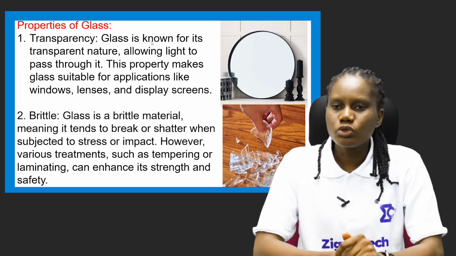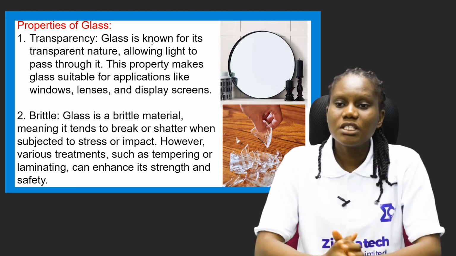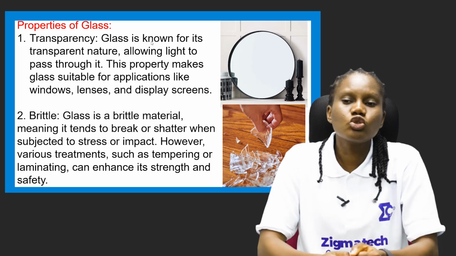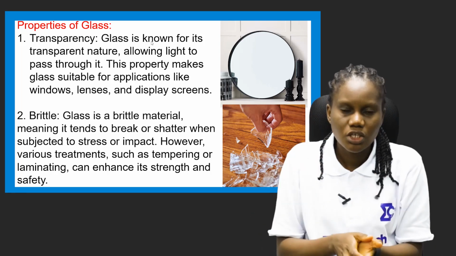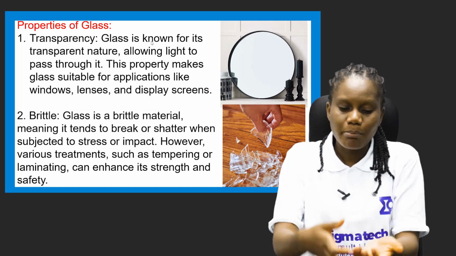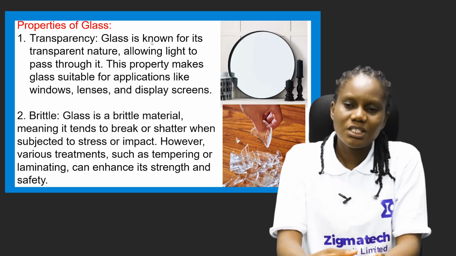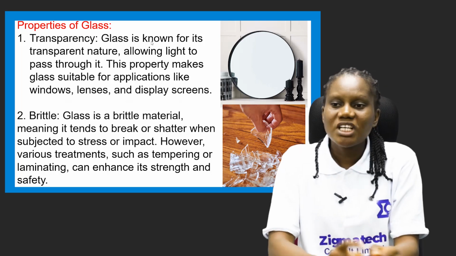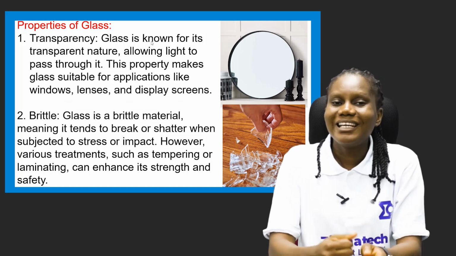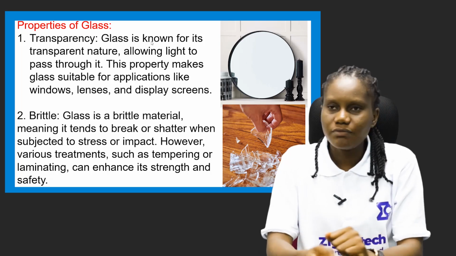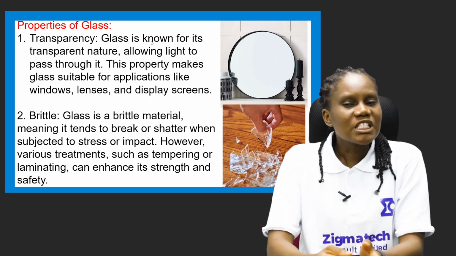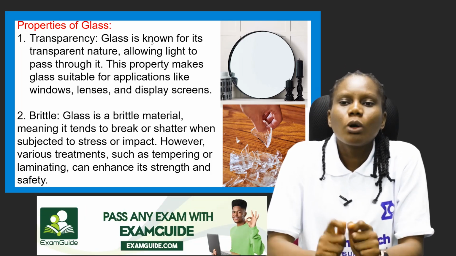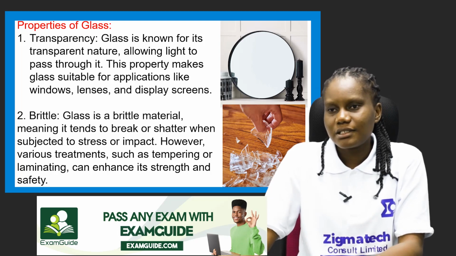And number two is brittle. Glass is a brittle material. That means it can break. When we say something is brittle, that means it tends to break or shatter when subjected to stress or pressure. When you apply pressure on it, you can see that it can break into pieces. However, various treatments such as tempering or laminating can enhance its strength and safety. But when much pressure is put on it, it can break. So brittleness is one of the core properties of glass.